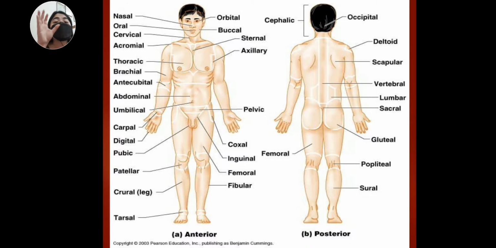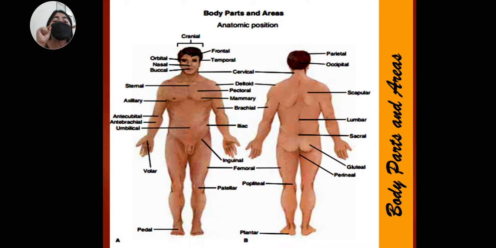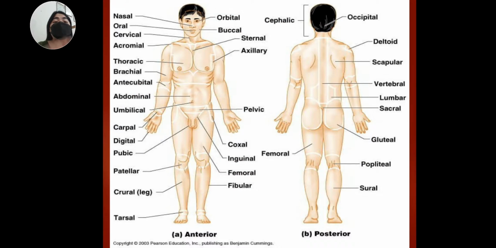It just classifies the anterior and posterior. Unlike this one, it is also the same, but the difference is that this one indicates clearly the anterior part and the posterior part. So that was the body parts and areas of your body. I want you to familiarize and memorize it because this is very important.